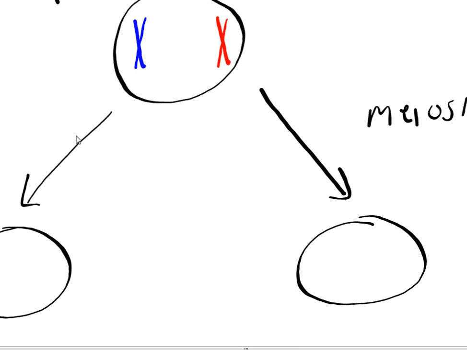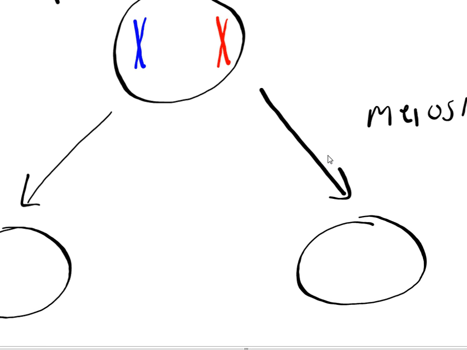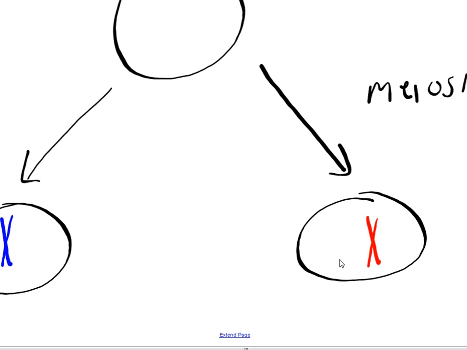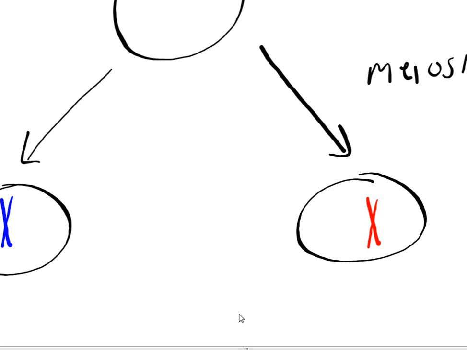You have the blue separating from the red. You have the homologous pairs separating, so that one cell is going to get dad's DNA, the other cell is going to get mom's DNA. All right. And so then telophase one, the cleavage furrow forms, cytokinesis happens, and voila, you end up with two cells. And that's meiosis one.